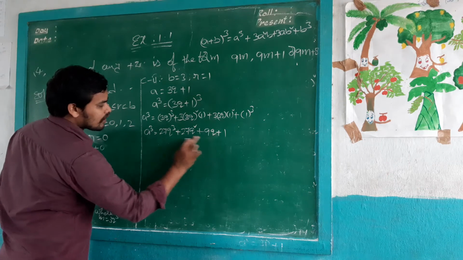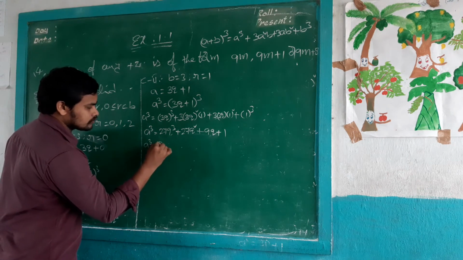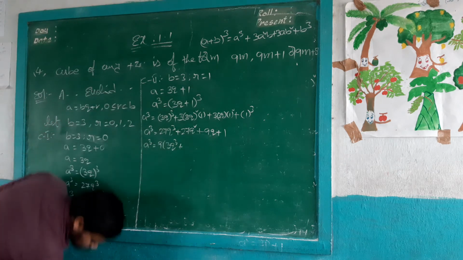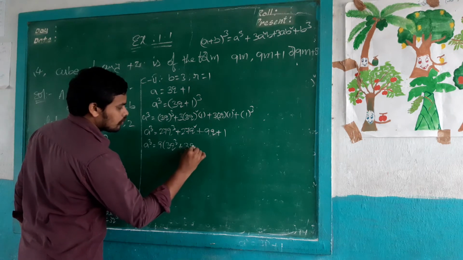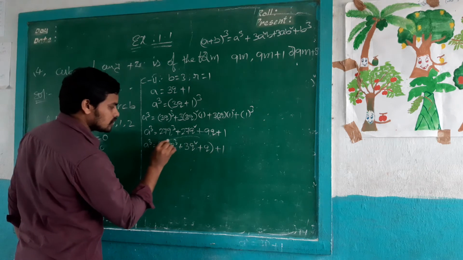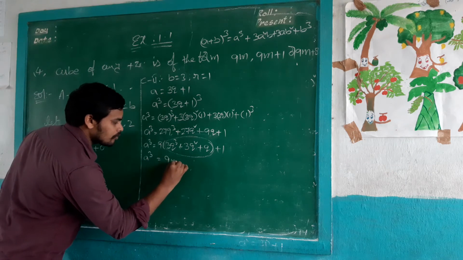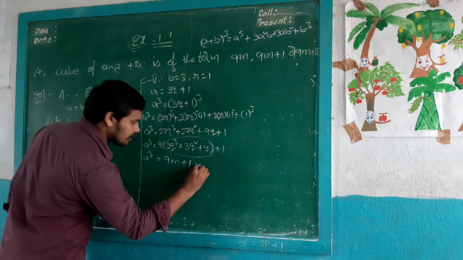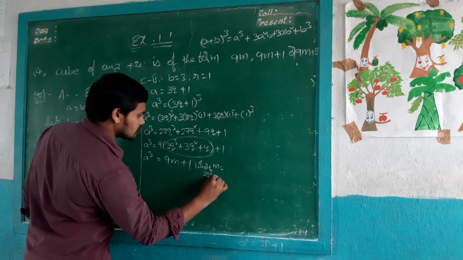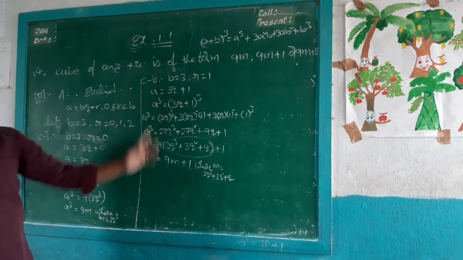What is the common factor of these 3 terms? 9. So A cube equal to 9 into 3Q cube plus 3Q square plus Q, plus 1. So this is considered as m. A cube equal to 9m plus 1, where m equals to 3Q cube plus 3Q square plus Q. Okay, this is case 2.